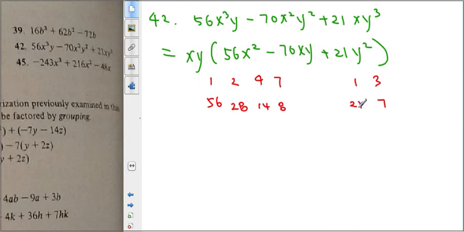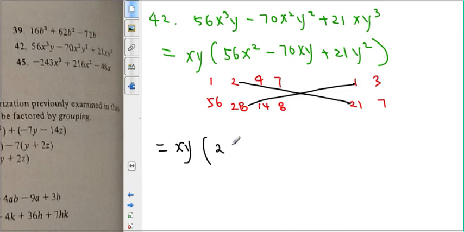Oh, wait a minute. 2 and 28 may be okay because 2 times 21 and 28 times 1. Because 2 times 21 becomes 42, plus 28 becomes 70. Alright, so our answer would have been xy, and then 2x times 21y, and then 28, x has to multiply 2, y. But both of them have the same sign and add up to a negative, so these are negative signs. That's basically what we end up getting.